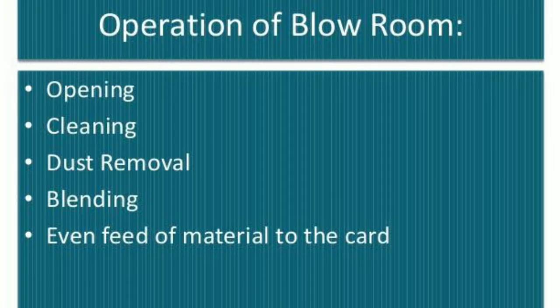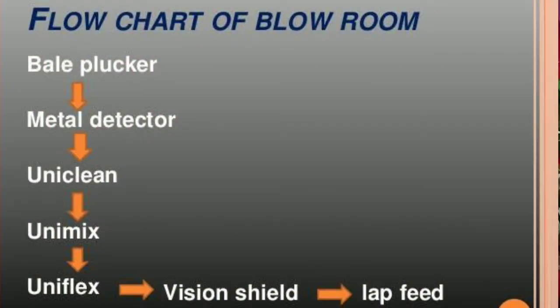Number 1 is the opening of the fibers. Number 2 is the cleaning of fibers. Number 3 is the mixing or blending of fibers. Number 4 is the lap formation. There are various machines involved for this process like bale opener machines, metal detector, Unimix, Uniclean, FlexiClean. These are all the machines which are involved in the blowroom process. Here in the blowroom process, about 50 to 70% of trash is removed.